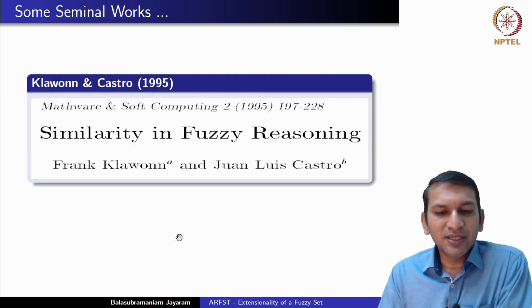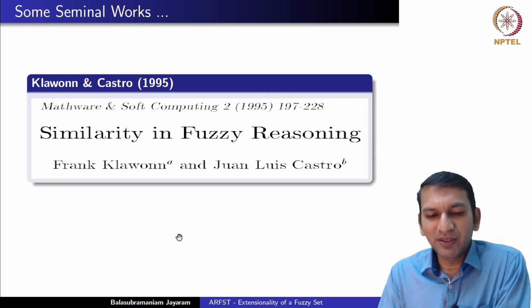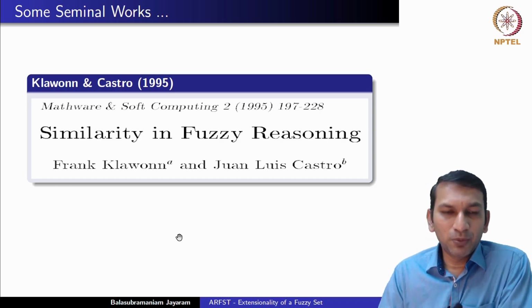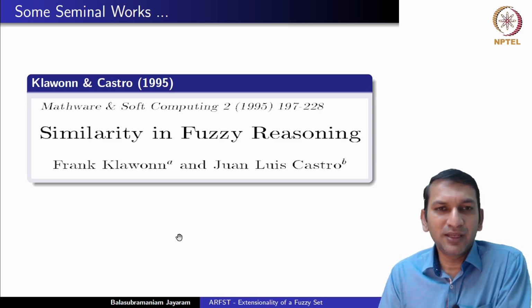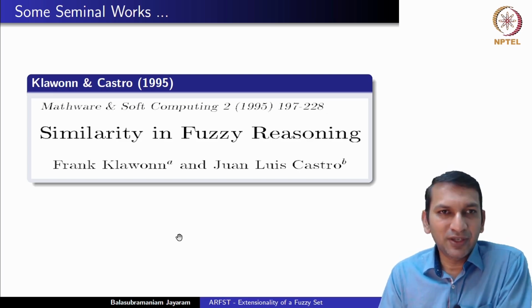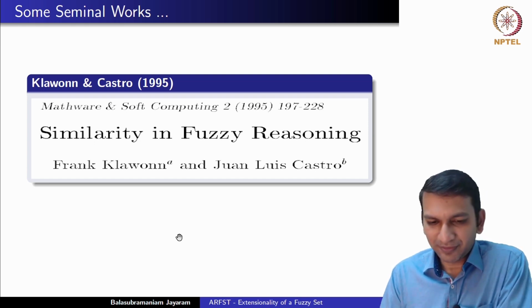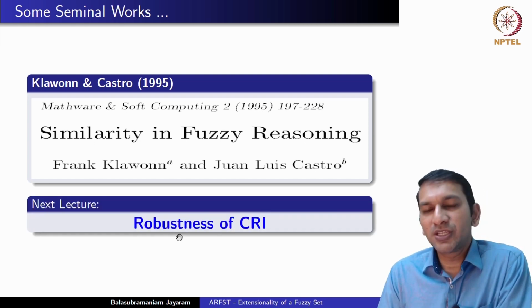The topics covered in this lecture are very well captured in this paper, a seminal work by Clavon and Castro almost 27 years back, wherein they proposed this entire idea of extensionality and showed what happens to inferences, especially CRI, when you have different inputs related to each other in terms of extensionality, and how they give out identical outputs. And this is what we will be looking into in the next lecture, when we discuss the robustness of CRI.